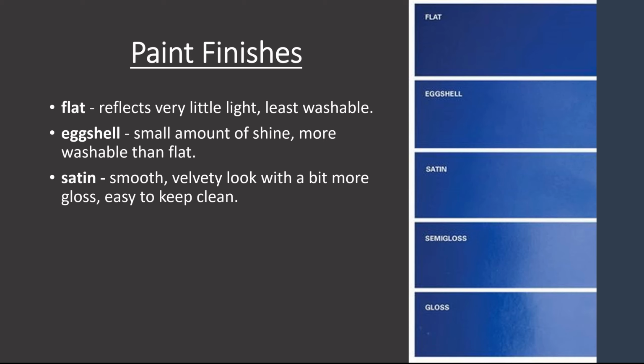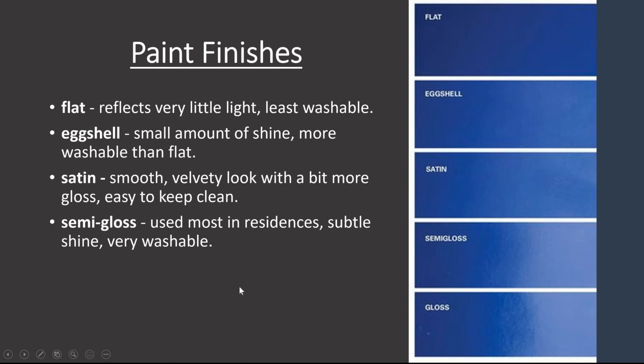Satin is a smooth, velvety look with a bit more gloss, and it is easier to keep clean. Your next one is going to be semi-gloss, and this is used the most in residences. It has a very subtle shine, and it's very washable. So that's the reason why this one's chosen the most, because it's the most practical when it comes to keeping it clean, and it looks good on your walls.